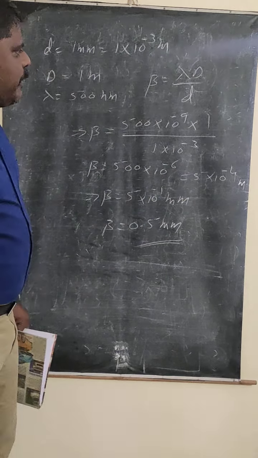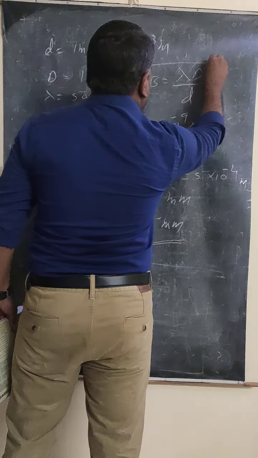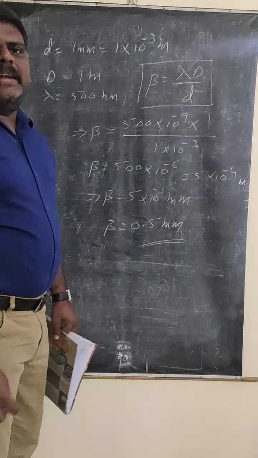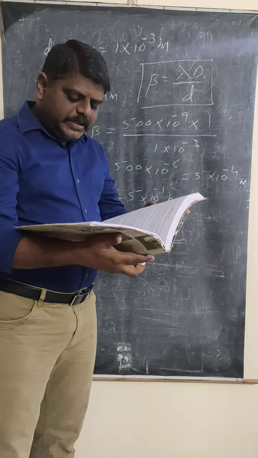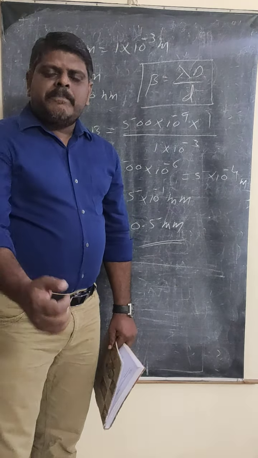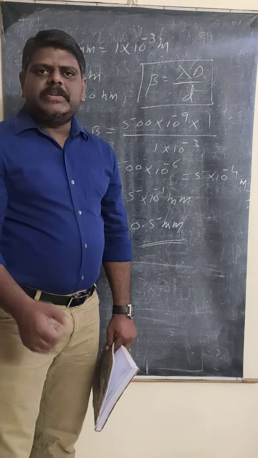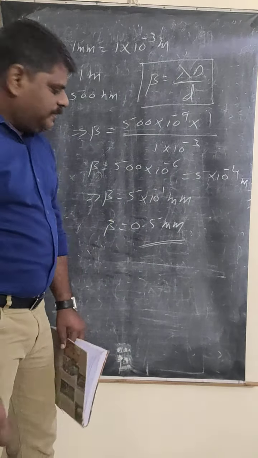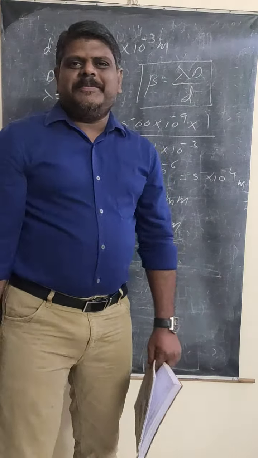So try to remember the formula: beta is equal to lambda into capital D by small d. The answer can be expressed in millimeters. In the case of competitive problems, just refer to the options. According to the units given in the options, you have to select the final answer. Okay. Go for the next one.